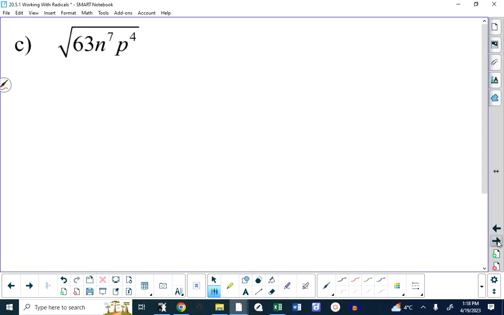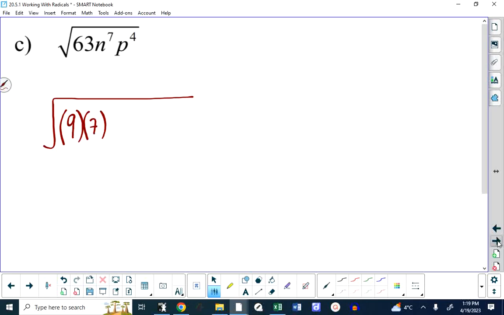Let's try another one. Oh, back to a square root. Does yours have a square root here? Okay. So I might be inclined here to just do this. If you want to write 3 times 3 times 7, feel free. But it's 9 times 7 is 63, and the square root of 9 is 3, so it's going to go outside.